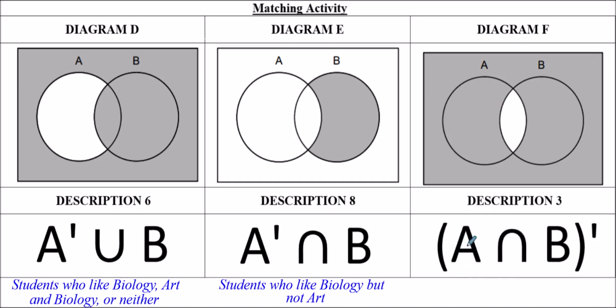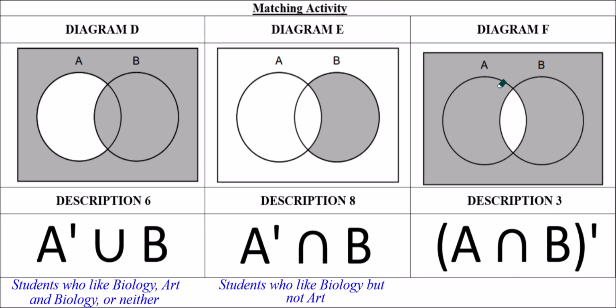So it's the intersection of A and B complemented. It's everything apart from A and B. A and B is this bit here. The dash means everything apart from this middle bit. In other words, all of everything else outside of the middle bit.